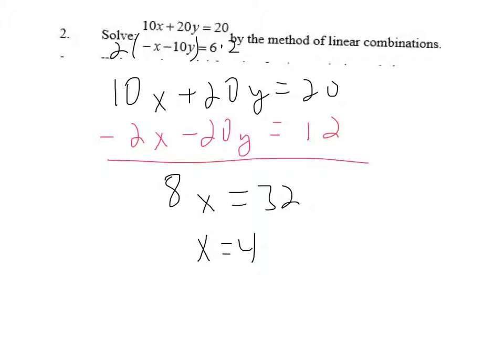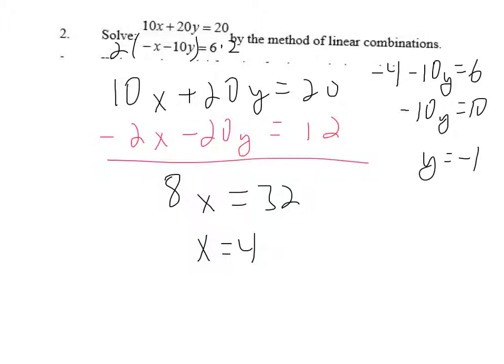So now I'm going to go back to one of these two original equations. I'm going to use the second one. Negative 4 minus 10y equals 6. I'm going to add 4 to both sides, so negative 10y equals 10. So it looks like y equals negative 1. So I think 4 and negative 1 is the solution.